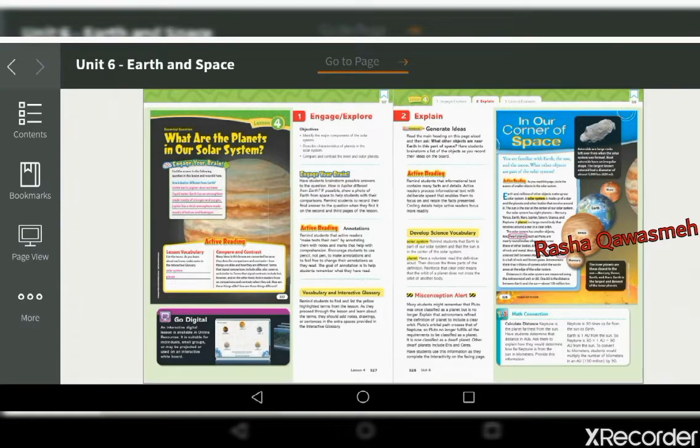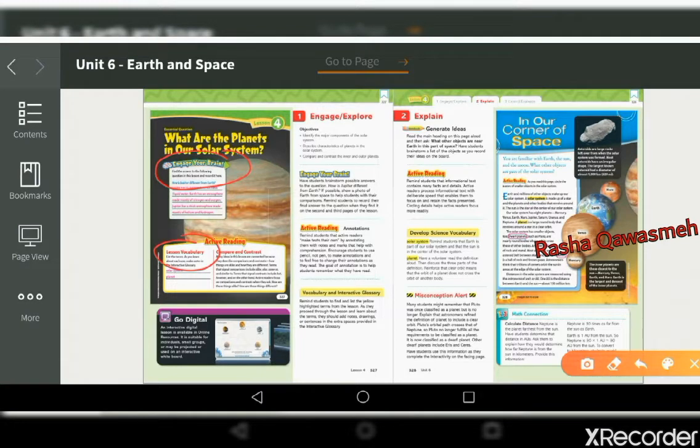Today's lesson is talking about what are the planets in our solar system. This is unit number 6, Earth and Space, lesson 4, page 327. This lesson is talking about the solar system and the planets. As an introduction, you have engaged your brain as usual, and you have to find out the vocabulary words.